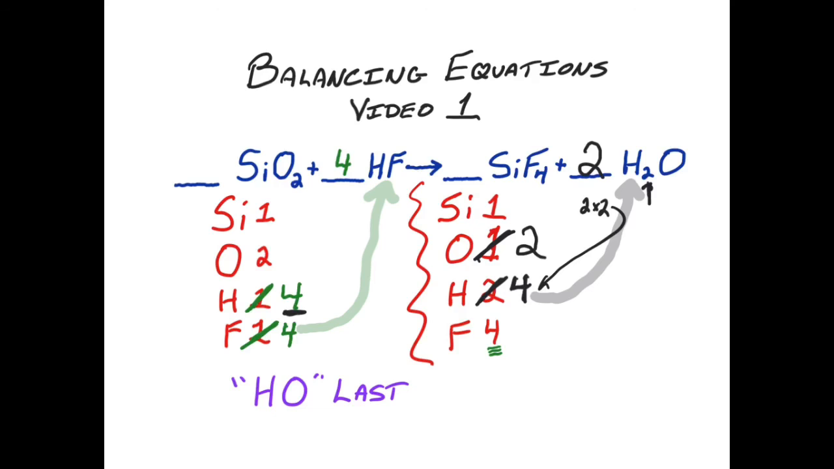And look, the equation's balanced. I have 1 Si and 1 Si. I have 2 O's and 2 O's. I have 4 H's and 4 H's, and I have 4 F's and 4 F's. That's how you balance equations.